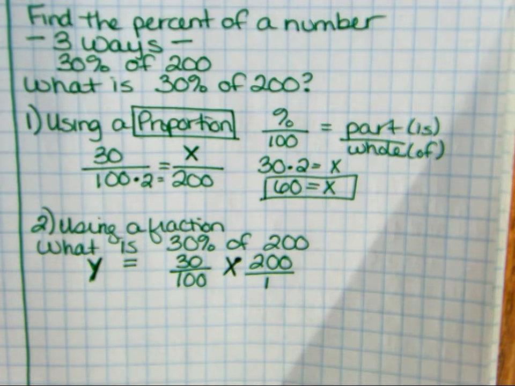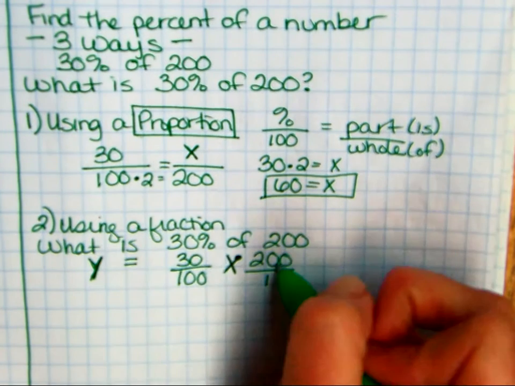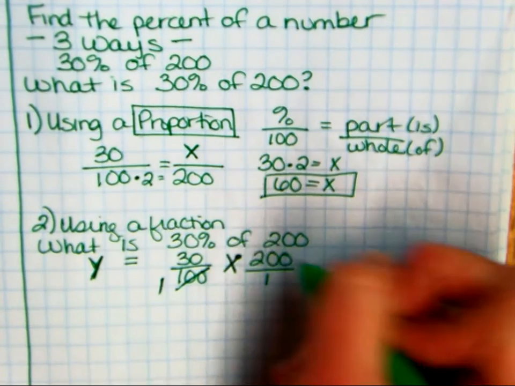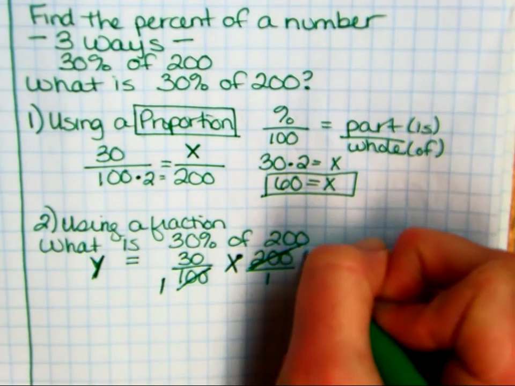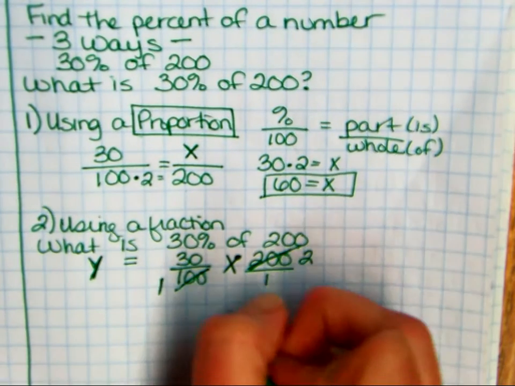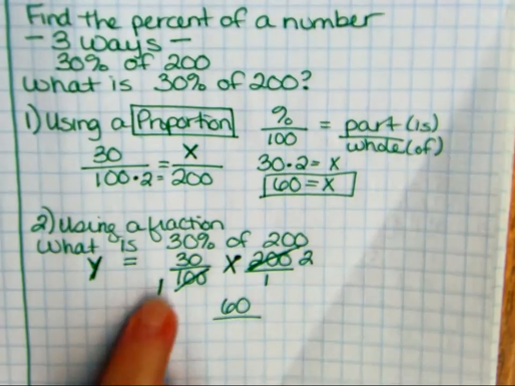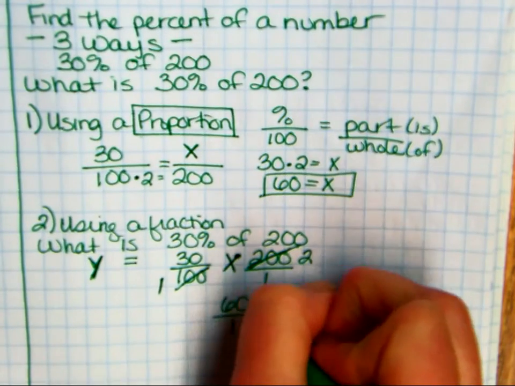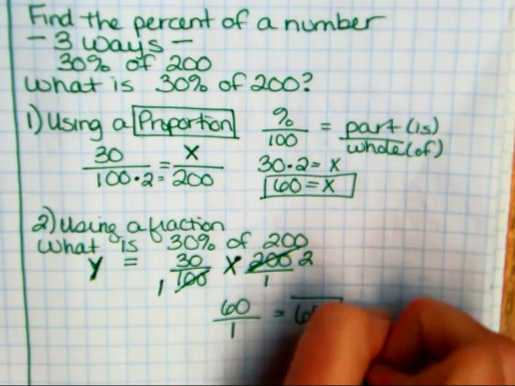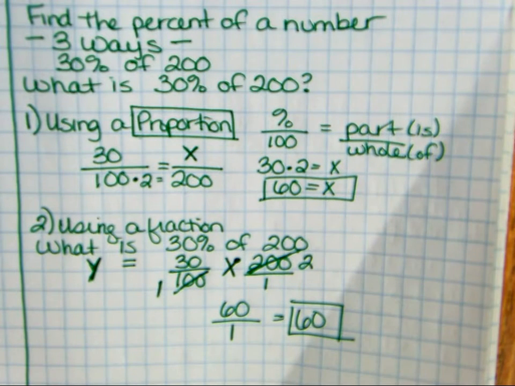So now I'm going to solve this, and to do that, I'm going to simplify out some of these factors. I'm going to pull some things out to make it a little simpler. And I know that 100 can go into 200. So 100 divided by 100 is 1, and 200 divided by 100 is 2. So now I'm going to do 30 times 2, which is 60. 1 times 1 is 1. 60 divided by 1 is 60. So my answer is, again, 60.